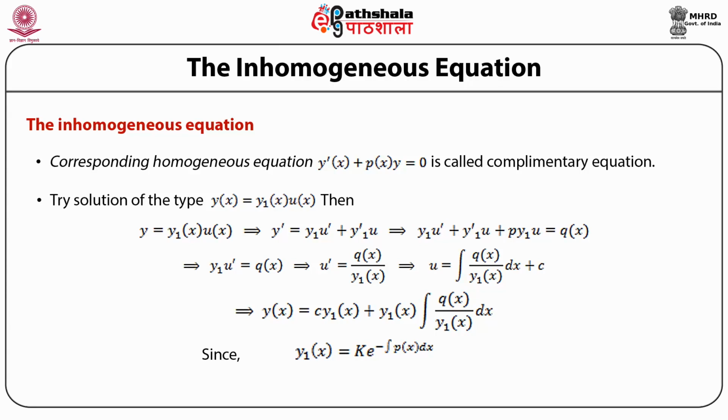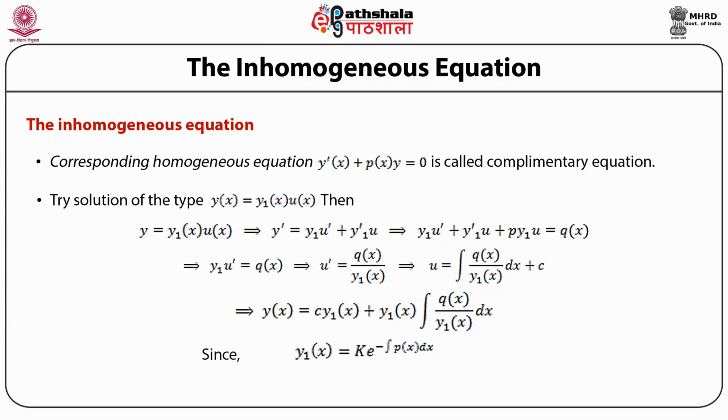Then y' is y1 times u' plus y1' times u. So y1 u' + y1' u + p y1 u = q(x), which gives y1 u' = q(x). So u' = q(x) divided by y1(x). We obtain, on integrating the equation, u = integral of q(x) divided by y1(x) dx + c, where c is some arbitrary constant.